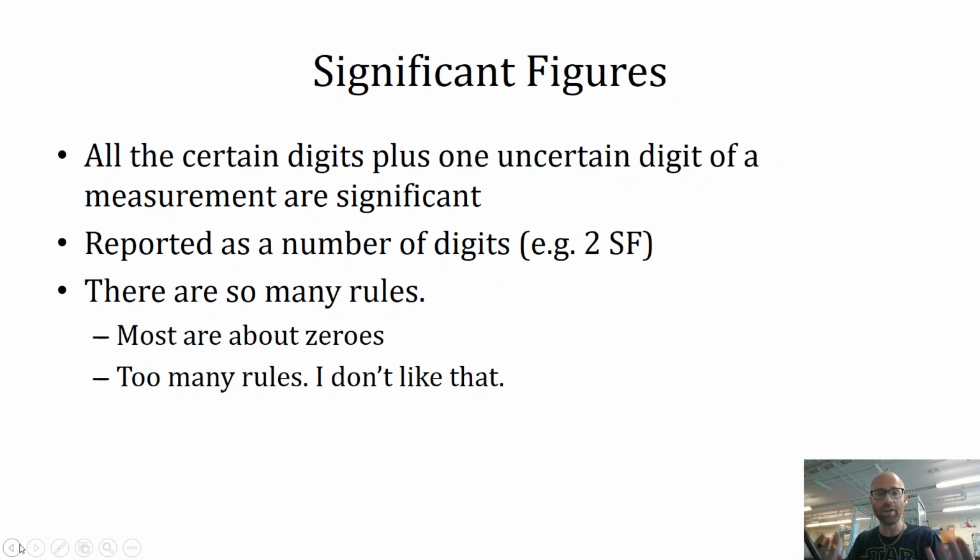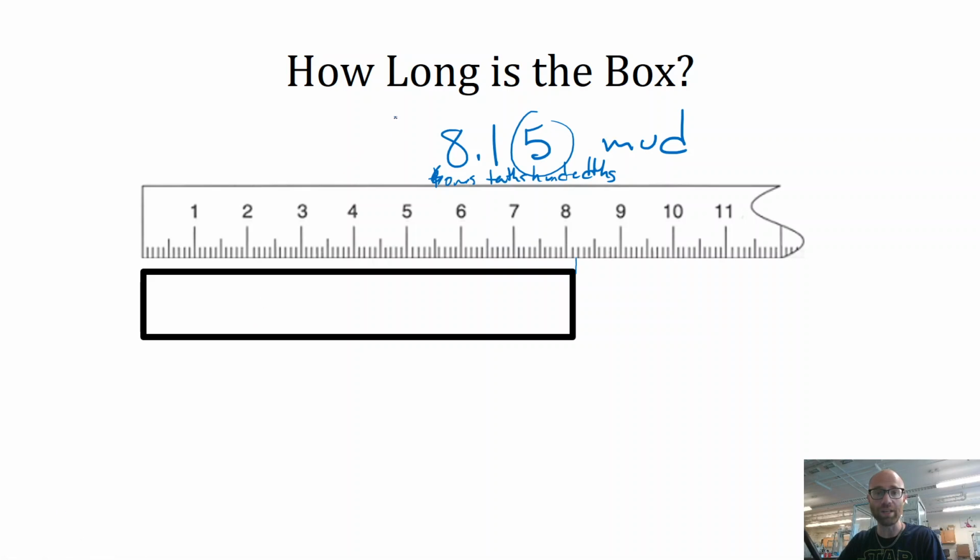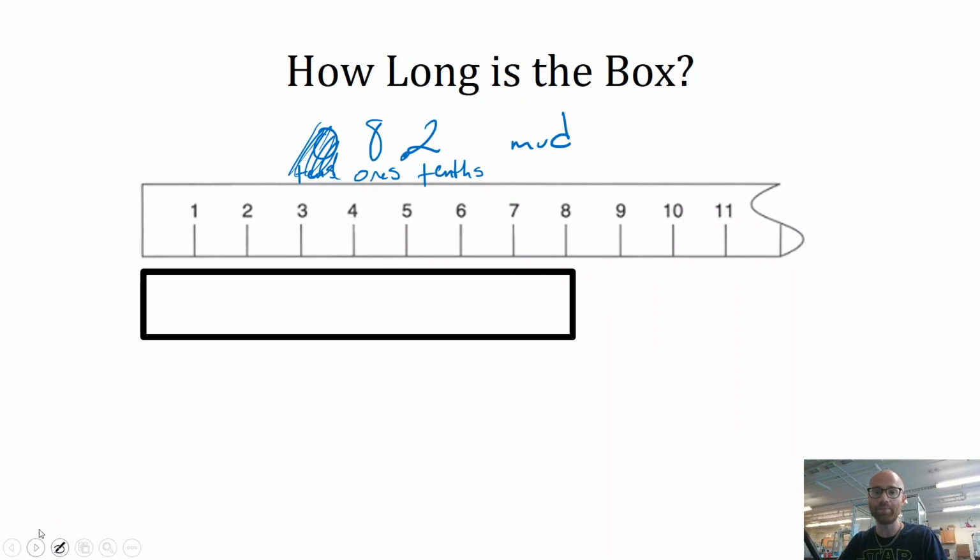When you report your number of digits, it's a number, like you count them up. So to go back to this would be 3 significant digits because we were certain about the 8 and the 1, and we were uncertain about the 5. They all count. This is 2 significant digits because we were certain about the 8 and uncertain about the 2.